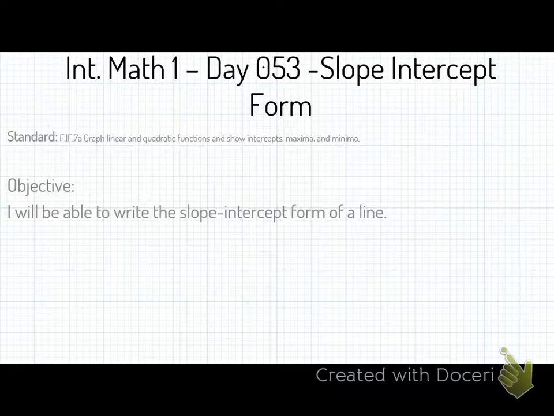Alright, so this is for the Integrated Math 1 lesson, day 53, where we're doing a lesson on slope-intercept form. Particularly, we have this objective. Let's read this out loud together as a class. Okay, cool. So we're not graphing, but we're going to do our first type of graph, which is the slope-intercept form of a line. And so we're going to just learn how to write it today.